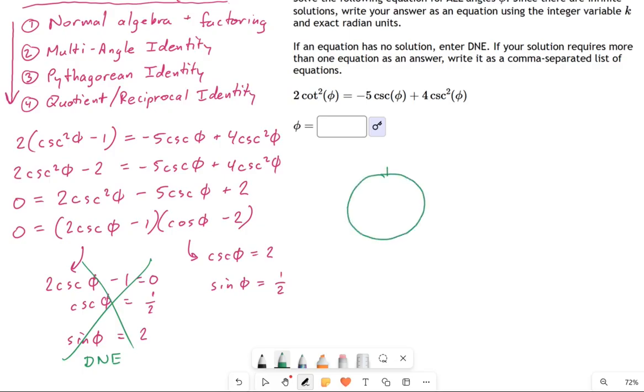So I'm going to draw a little unit circle here. And if I imagine where the y value is equal to 1/2, it's over here and over here. Okay, so those are my locations where sine of phi equals 1/2. So here's my answers. It's going to be pi over 6. And it's going to be 5 pi over 6. Okay, those are my two answers.